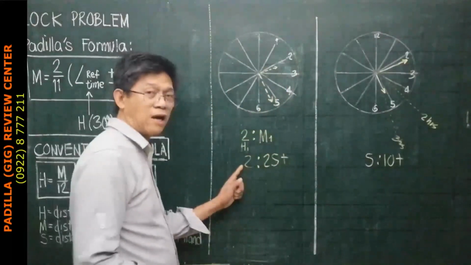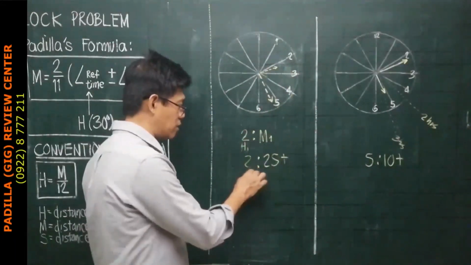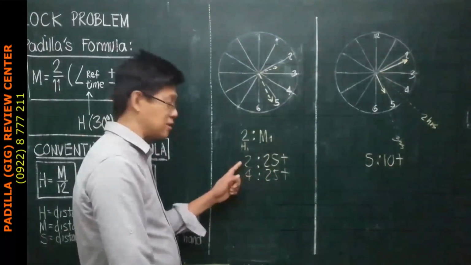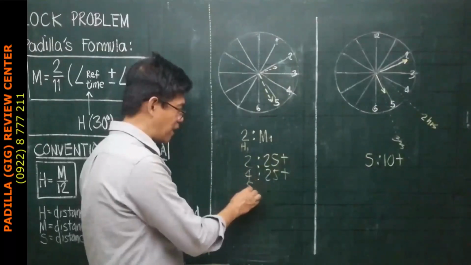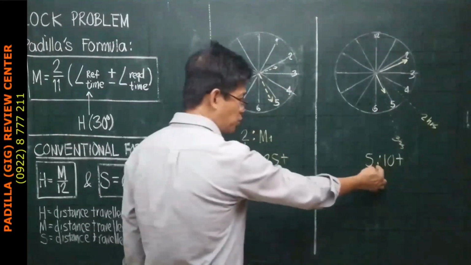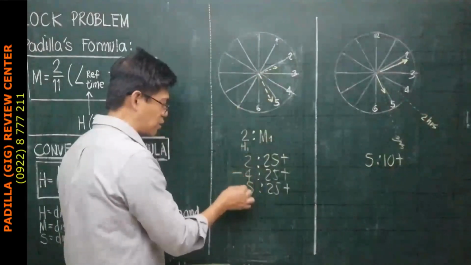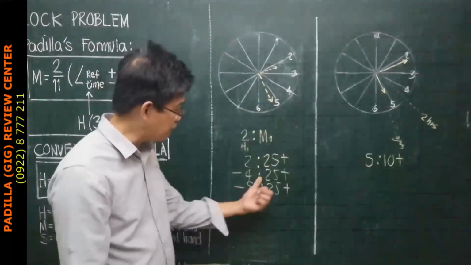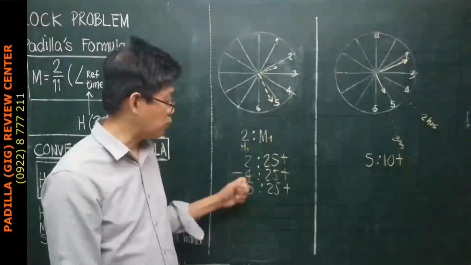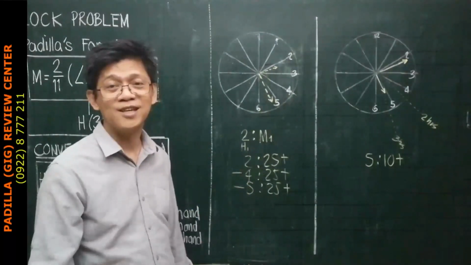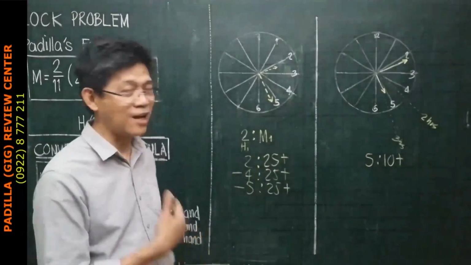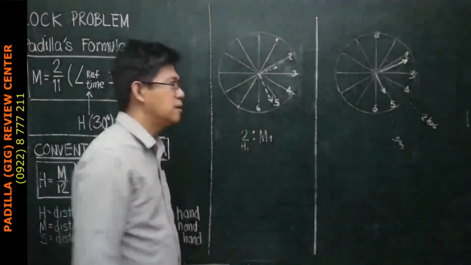Look here. 2 hours after this is 4:25 plus. 3 hours after this is 2 plus 3, 5:25 plus. If this is to be correct, this must be between the second hour and the third hour. Between 4:25 and 5:25 is 5:10, between 4:25 and 5:25. Yes. So far, so good. Correct? So, let us continue.